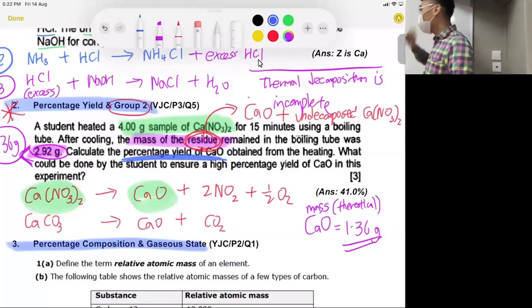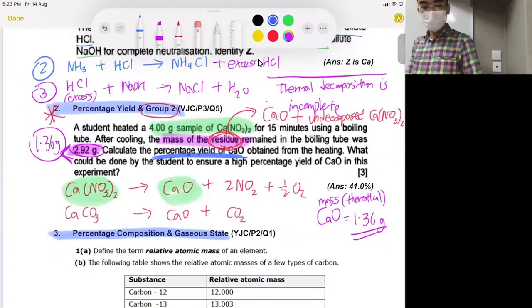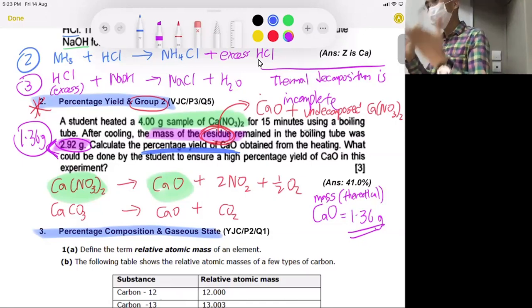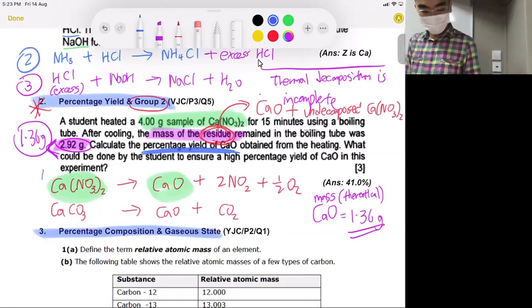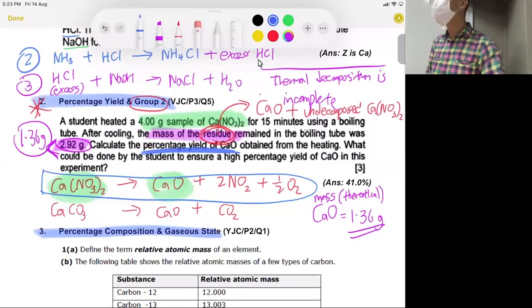Okay? So how then do you solve? I let you all think a little bit first. How do you find out what is the actual amount that managed to decompose? There aren't that many numbers, there are only two numbers to play with. The 15 minutes is useless. Maybe I'll give you a hint. What can you use in this equation to solve for the moles of calcium nitrate or the moles of calcium oxide that was really produced?